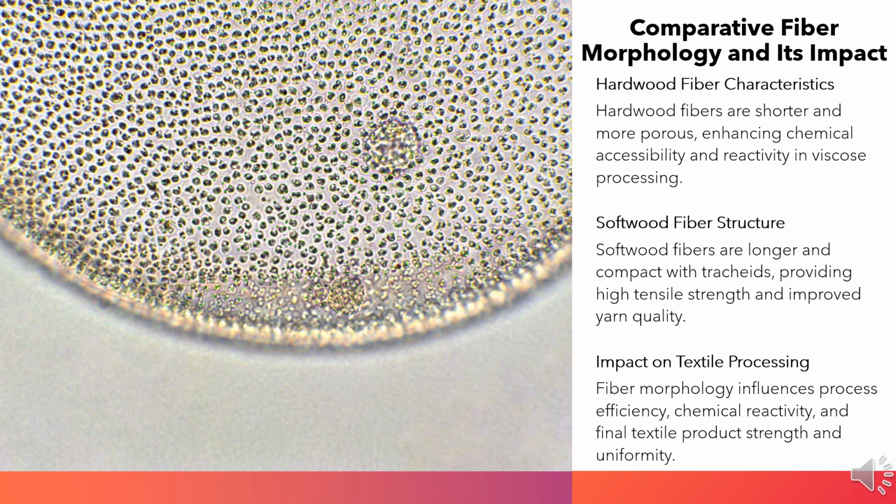This compactness results in lower porosity, but imparts high tensile properties to the resulting fibers. As a result, softwood significantly enhances yarn strength, reduces fuzz generation, and improves spinning performance. The morphological differences between hardwood and softwood fibers thus directly affect process efficiency, reactivity profiles, and final product attributes such as uniformity and mechanical integrity.